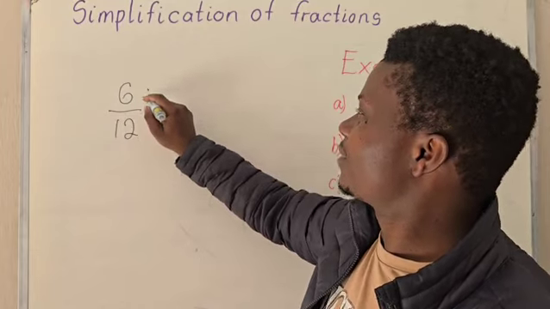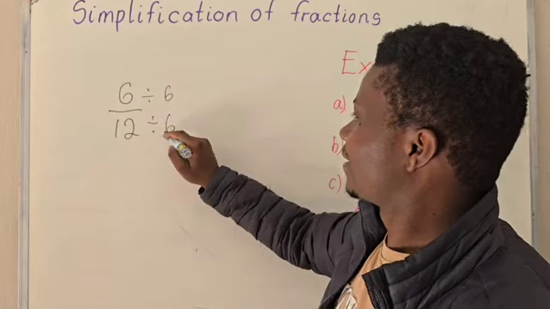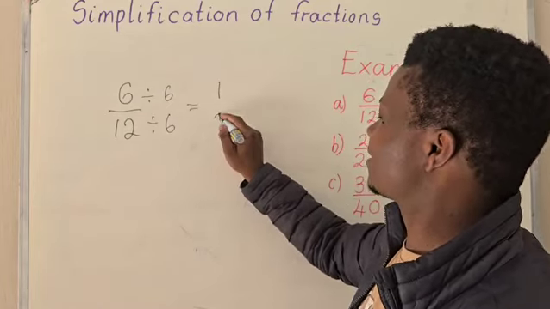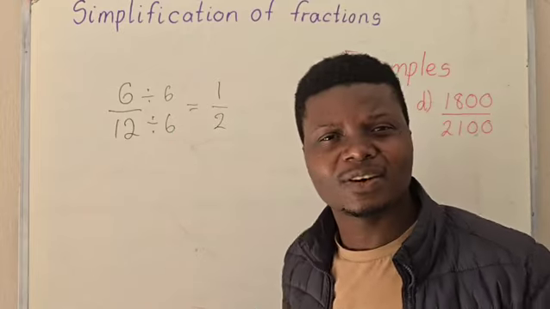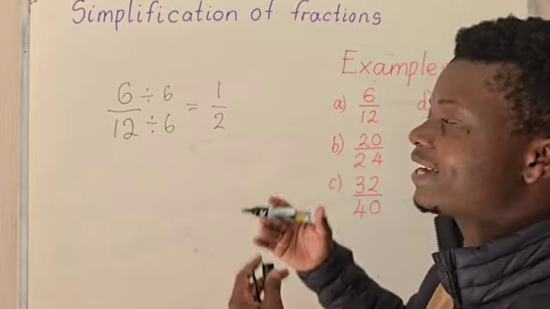So we divide both the numerator and the denominator by 6. 6 divided by 6 is 1, 12 divided by 6 is 2. Then this is your final answer. But most of us cannot quickly find right away the highest common factor.